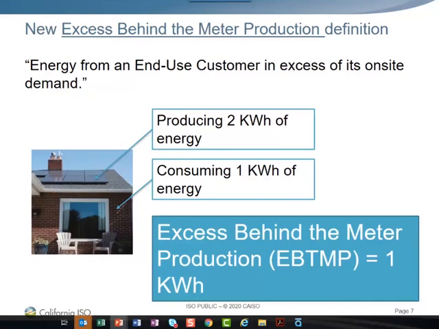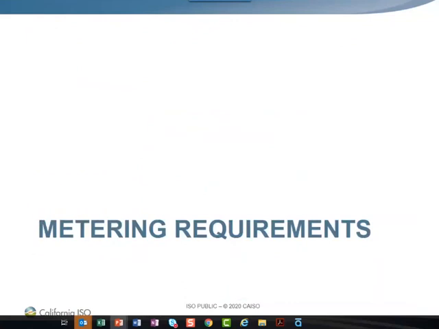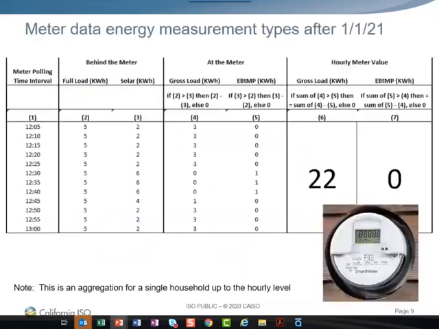All right, great. So now what we're going to talk about is, now that we have this new thing called excess behind the meter production, we have some new requirements for metering. So let's take a look.